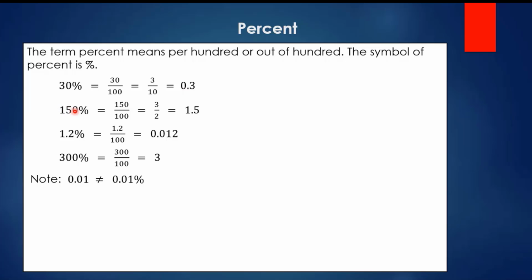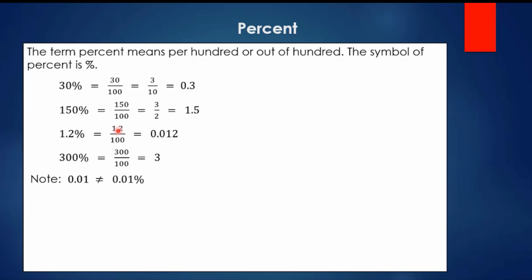Now 150% is the same as 150 over 100, which is also 3 over 2 when you simplify that fraction. Then it is the same as 1.5 in decimals. 1.2% is the same as 1.2 over 100, and that is also equal to 0.012. Remember how you do it?